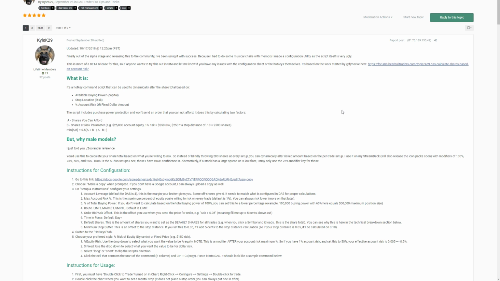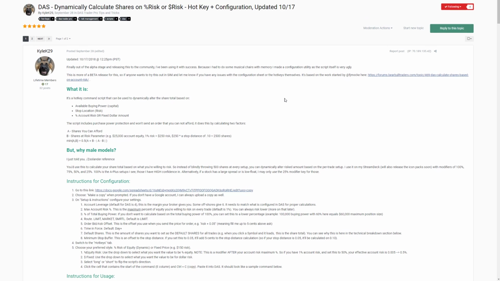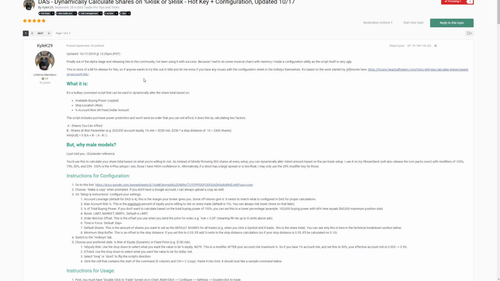Now, the topic of risk management has come up quite a bit recently, so position sizing, right? I know a lot of people in the forums have been sharing these spreadsheets or note cards that tell them how many shares they can take based on whatever dollar loss. Now, I want to highlight this hotkey that one of our members created, Kyle K29. I'm going to put the link to this forum post in the description below. What this hotkey does, it takes all the math out of it.